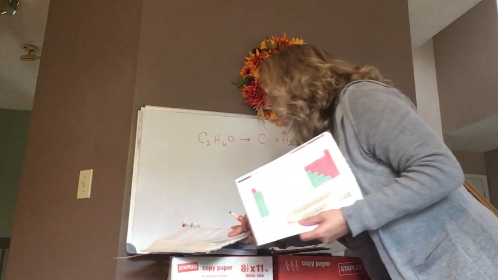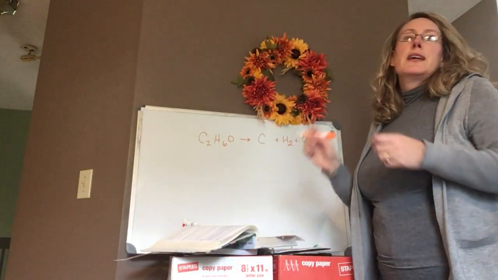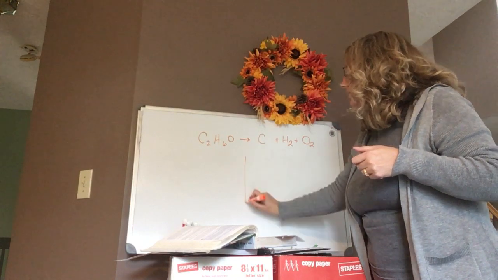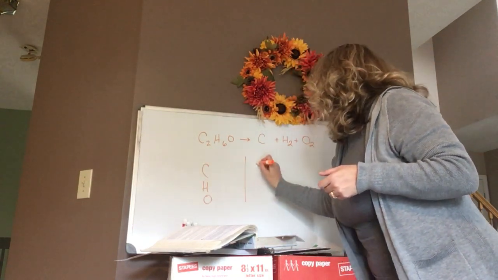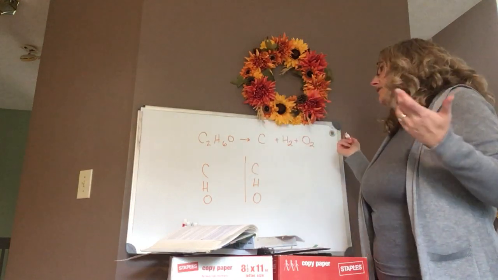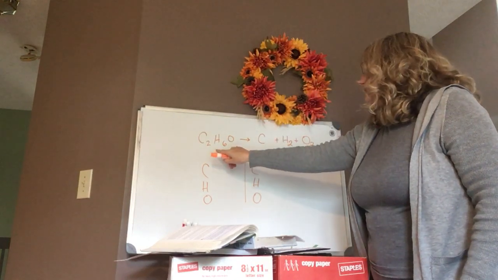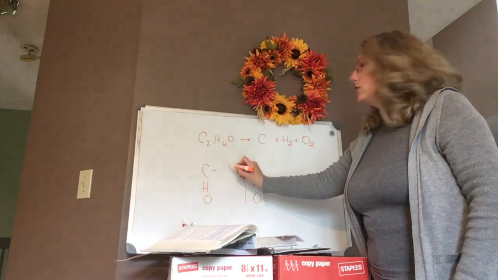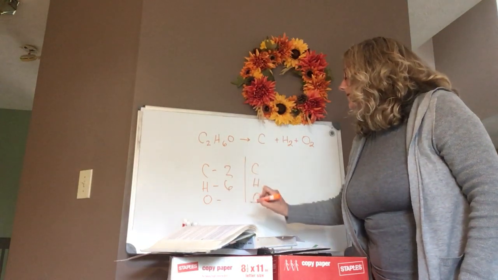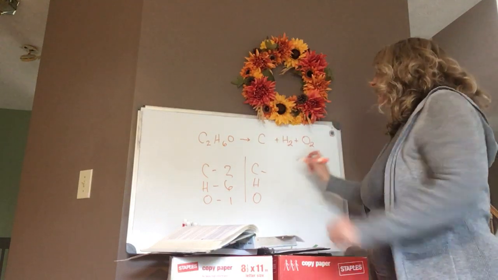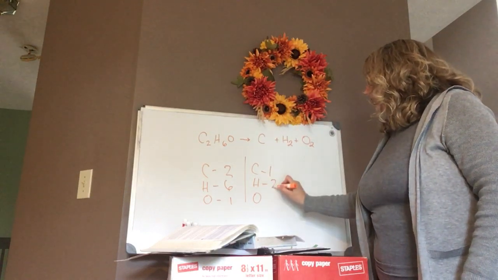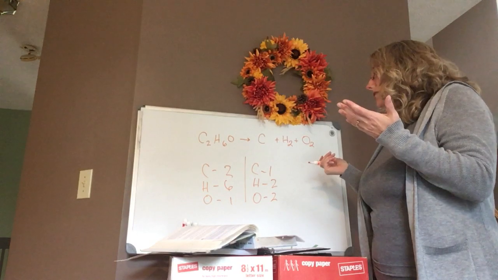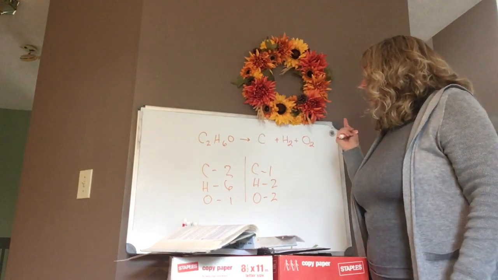But now it says write the chemical equation. So to be a chemical equation, it needs to be balanced. So now we have to balance it. So if you make sure, it's a CHO problem. CHO, and now it's a little easier. Let's count. How many carbons are on this side? Two. How many hydrogens? 6. How many oxygens? 1. How many carbons? Well, right now there's just 1. How many hydrogens? 2. How many oxygens? 2.